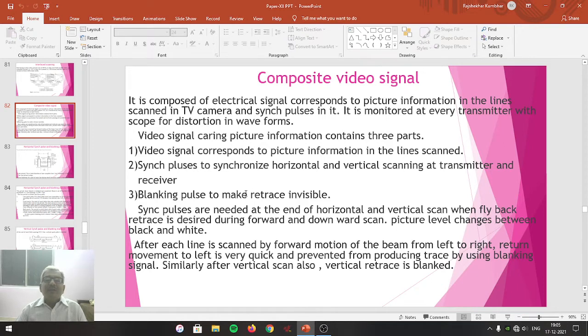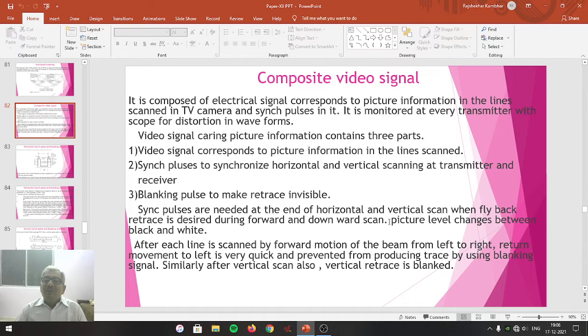Friends, the sync pulses are needed at the end of horizontal and vertical scan when flyback retrace is desired during the forward and downward scan. It means sync pulses are to be applied at the end of every horizontal and vertical trace period or at the beginning of every horizontal and vertical flyback period.